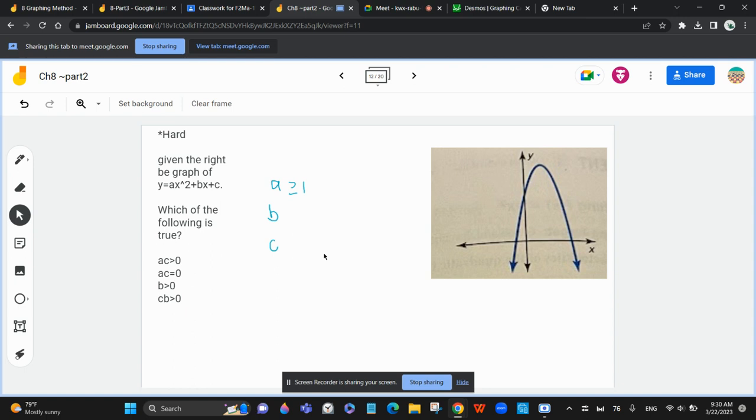But if it is upside down, then A should be, yeah. Yes. Yeah, it's quite hard this one.